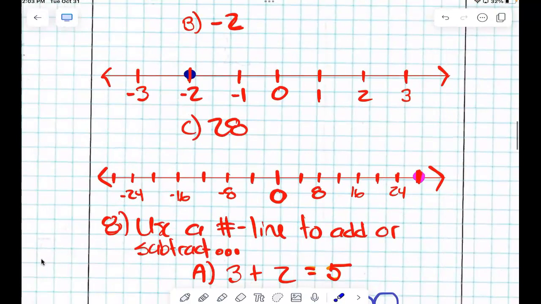When you're making number lines, can you skip count? Yes. Could you guys tell me what number this is right there? 4. Because it's halfway between 0 and 8, right?